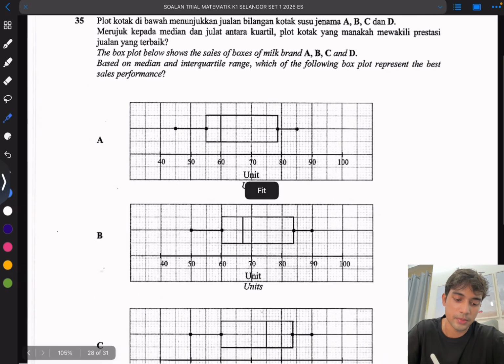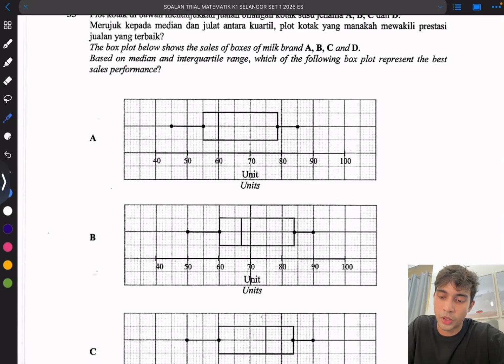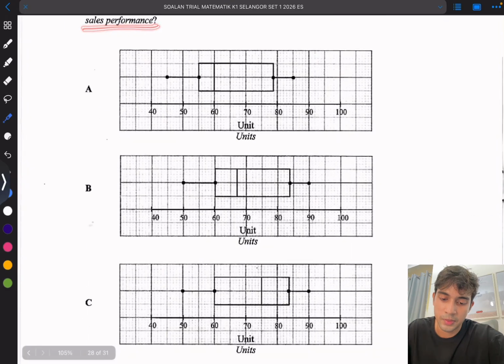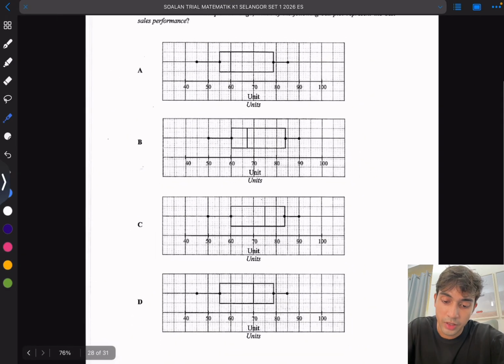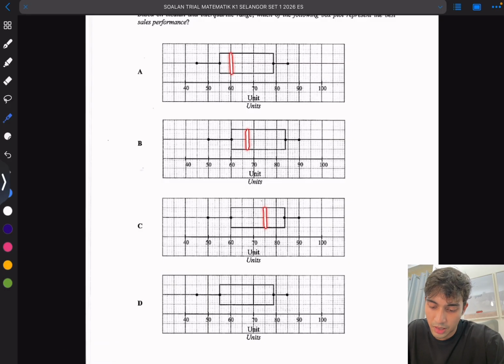35. Based on the median and interquartile range, which of the following box plots represents the best sales performance? Okay. So here we have a median of 60. Median is 67, I think. Here median is 75. Median is 70. So according to the median, this one is bigger. And then the interquartile range is between 50 to 90. So it has a higher range.